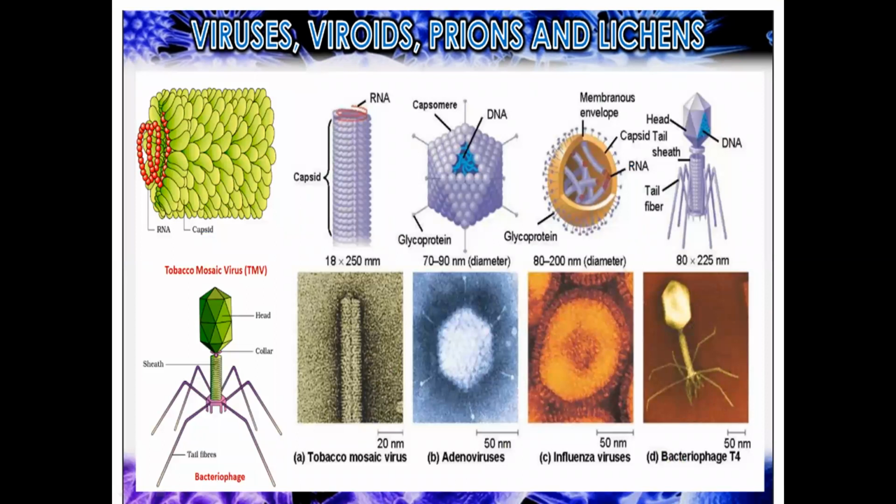Next is this structure. Capsid, glycoprotein, tail fiber. This is important: tail and head. So it has two parts, the tail and the head. This is a bacteriophage. Mostly this will infect bacteria. You have to know the structure of the bacteriophage and the tobacco mosaic virus. The bacteriophage has a head, a collar, a sheath, and tail fibers. The tobacco mosaic virus has just capsid and RNA.